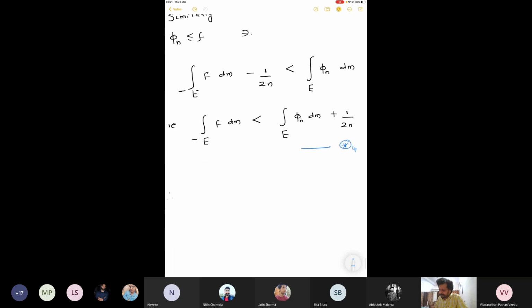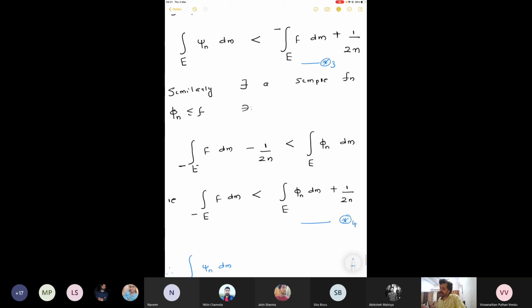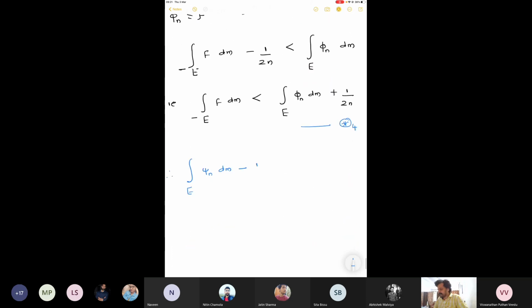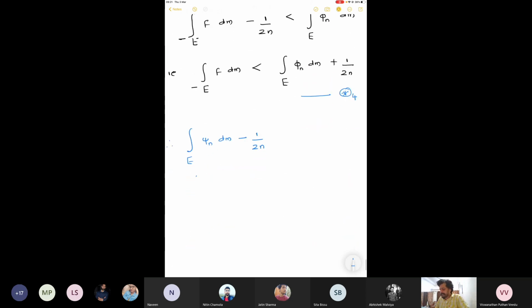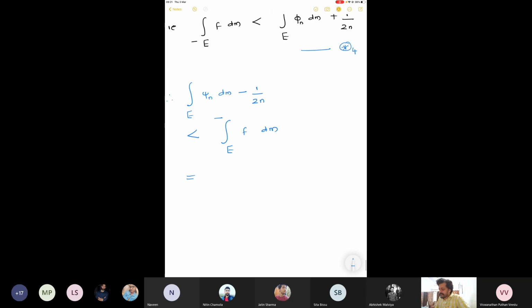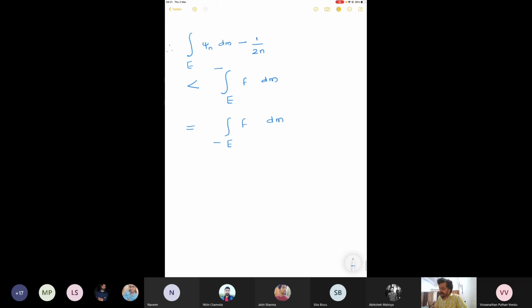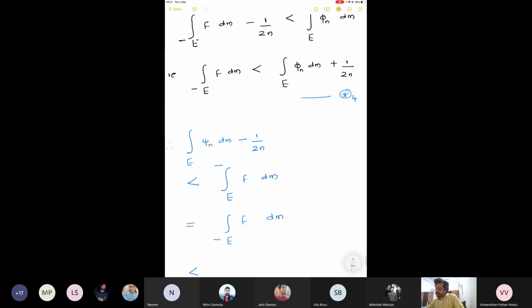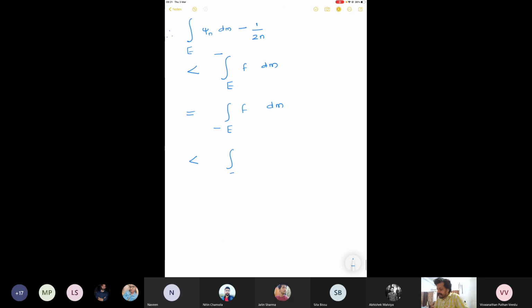Integral over E of psi n dm minus 1 by 2n, from star 3, is less than the upper integral over E of f dm. But we know that this is equal to the lower integral because f is Lebesgue integrable. So upper Lebesgue equals lower Lebesgue. And the lower Lebesgue integral, from star 4, is less than integral over E of phi n dm plus 1 by 2n.